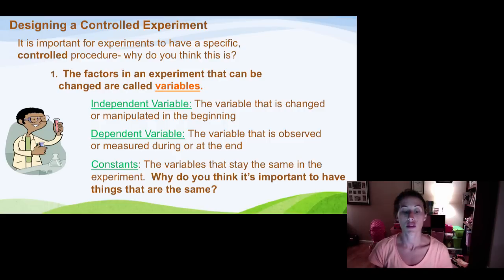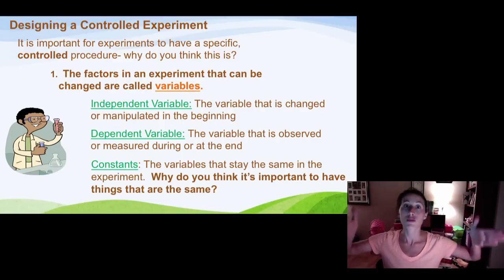The independent variable is the variable that we're changing or manipulating, and I always remember it because if you go like this with your hand, it makes a little I. It's what I vary, okay? So the independent variable is what I'm changing or manipulating in my experiment. The dependent variable is the variable that is observed or measured during or at the end of the experiment. So I always remember it: if this is the independent variable, the dependent variable is what you measure, okay?